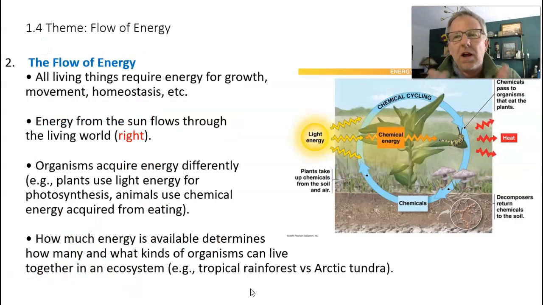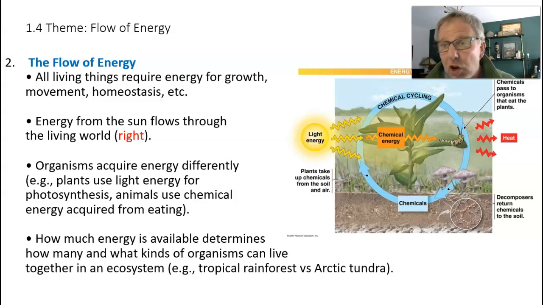So another underlying theme of biology that helps to give us focus on what we're studying and researching is the flow of energy. Now, all living things require energy for doing things like growing, moving, even homeostasis, maintaining our internal environment takes energy. So this is a big theme. There isn't a living thing on this planet that does not require energy for doing these kinds of things.